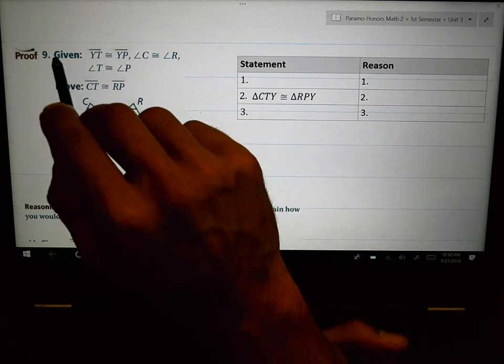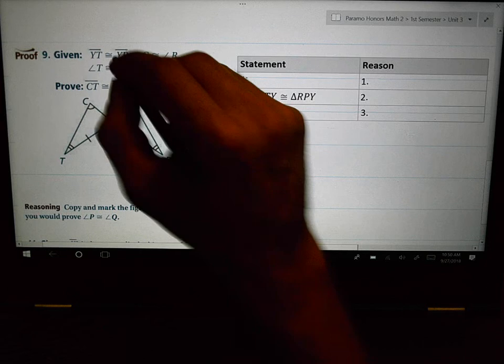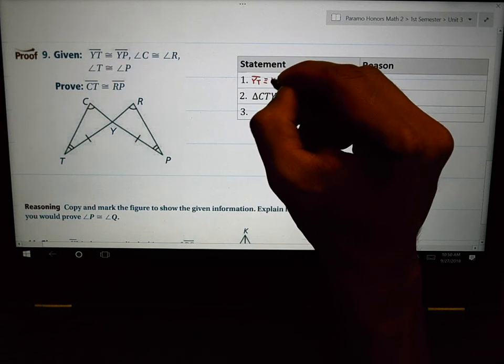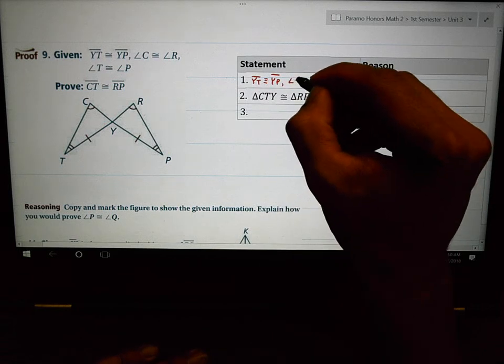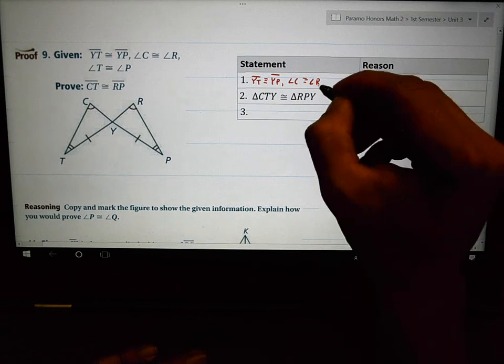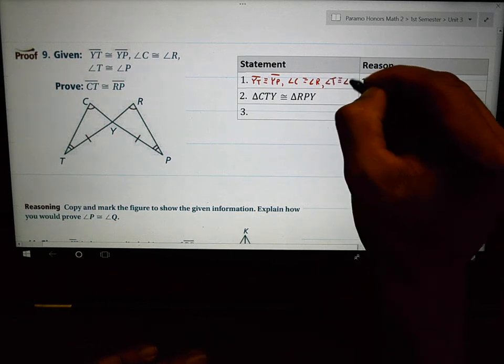If this is what you're starting with, then guess what? That's what you start your statement with. Whatever follows this word is what you write for your first statement. So what I would recommend to you is that you actually just write YT has to be congruent to YP, segment YP. Angle C has to be congruent to angle R, and angle T has to be congruent to angle P.